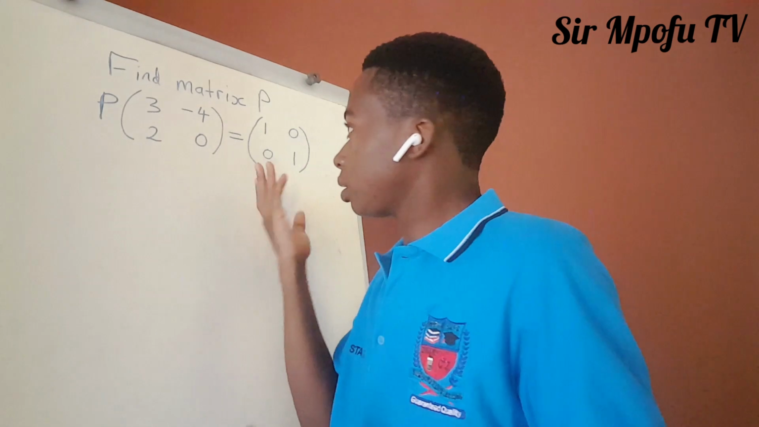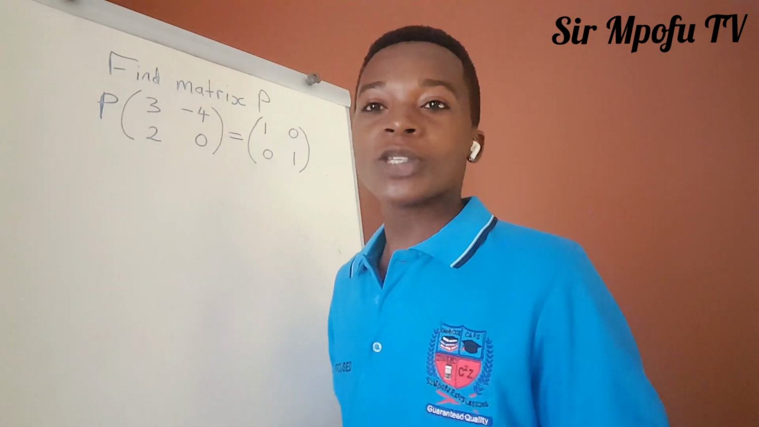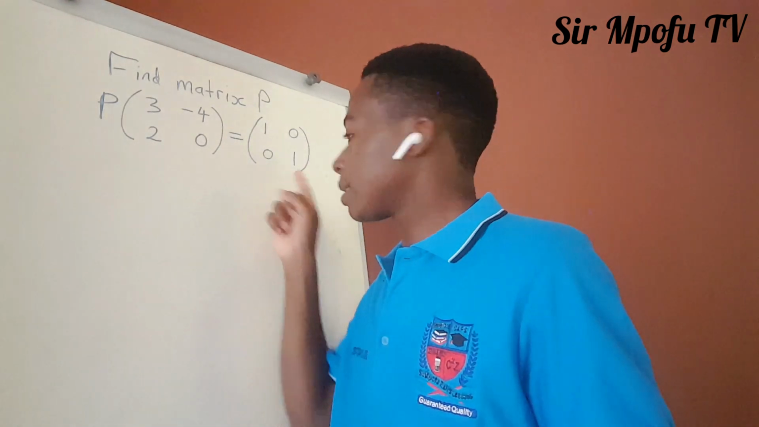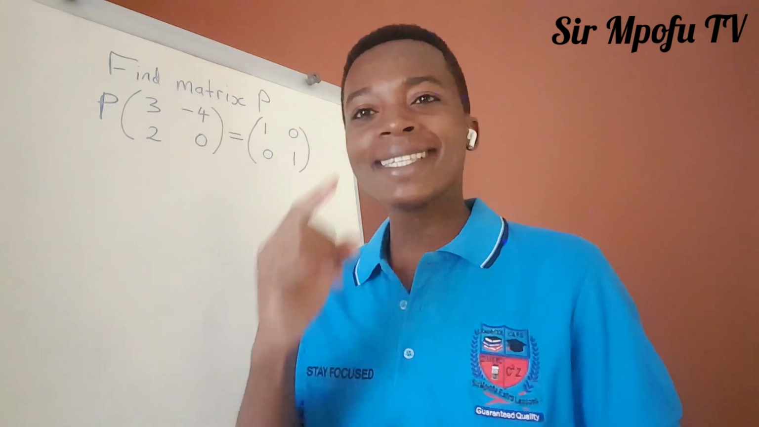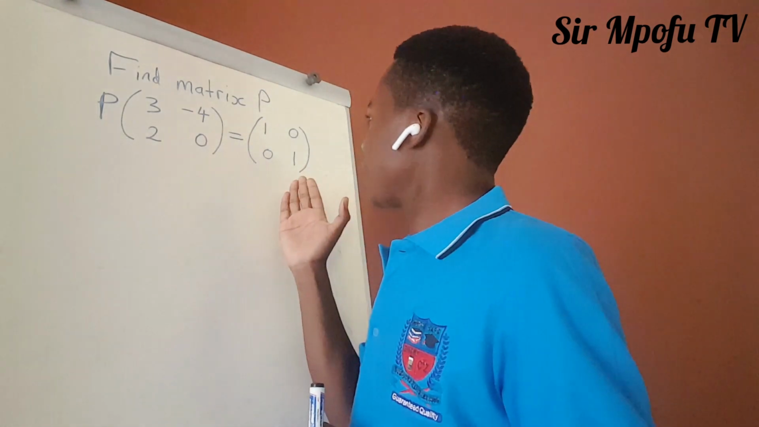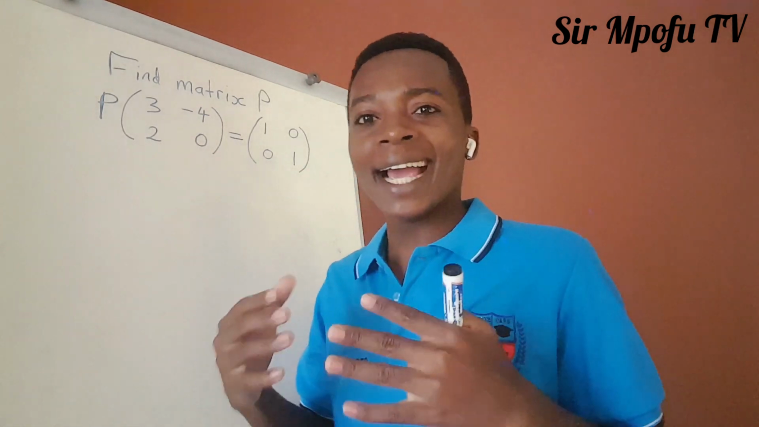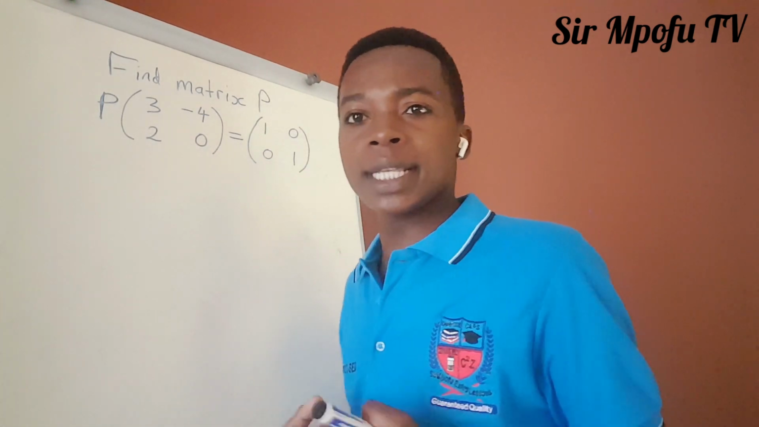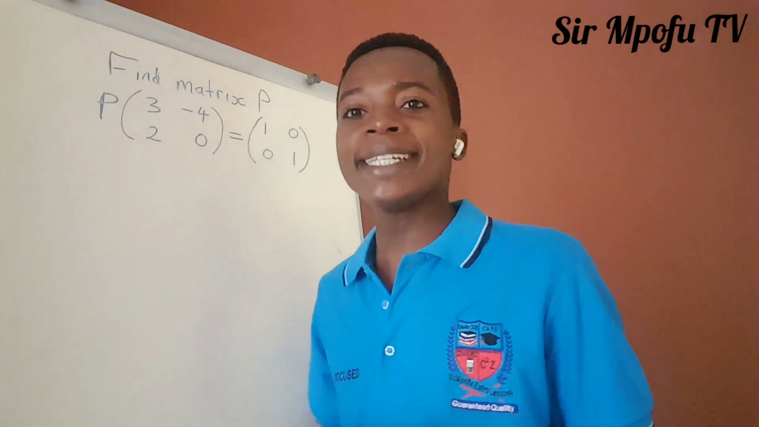Today's question is: find matrix P. And it is just stated like that. So the first question is, what is this? Do you know? This is called an identity matrix. So you must know how you get an identity matrix. What are the circumstances that will lead you to have an identity matrix?